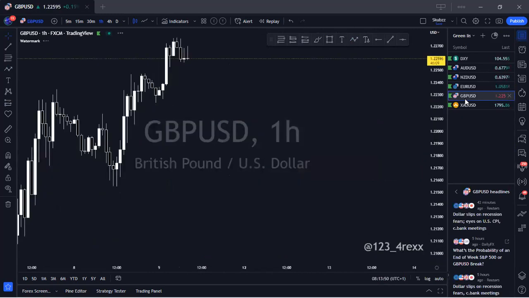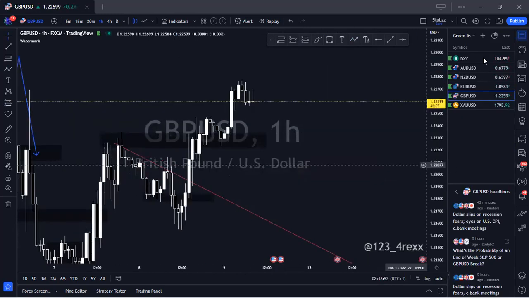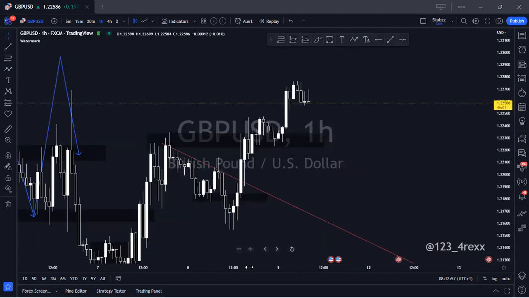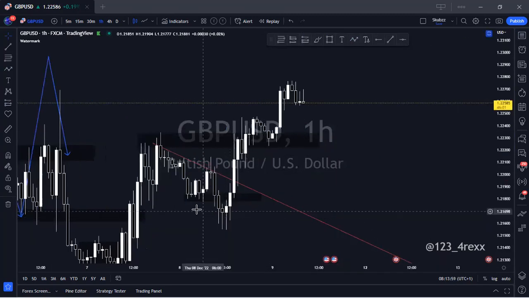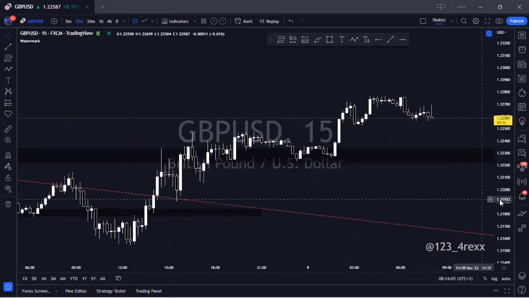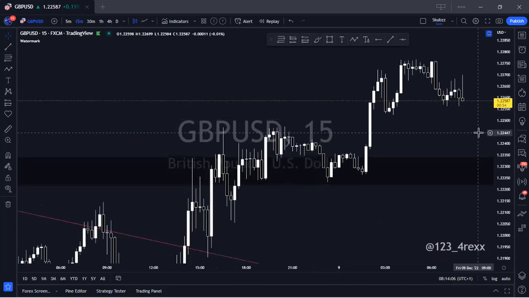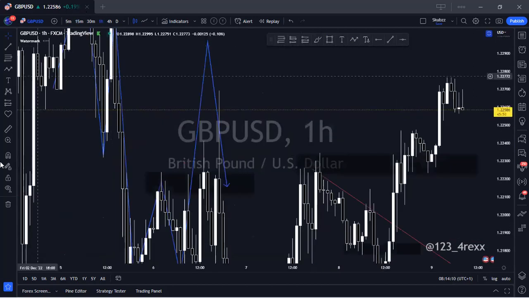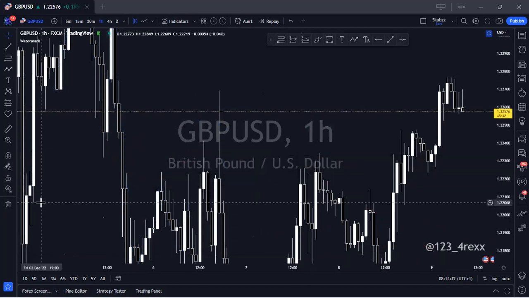Then GBP USD. GBP USD is quite tricky. There was this trend line we had on GBP USD yesterday on the 15 minutes. Actually worked. But then let's go back to the 1H. Let's see what we can grab currently.